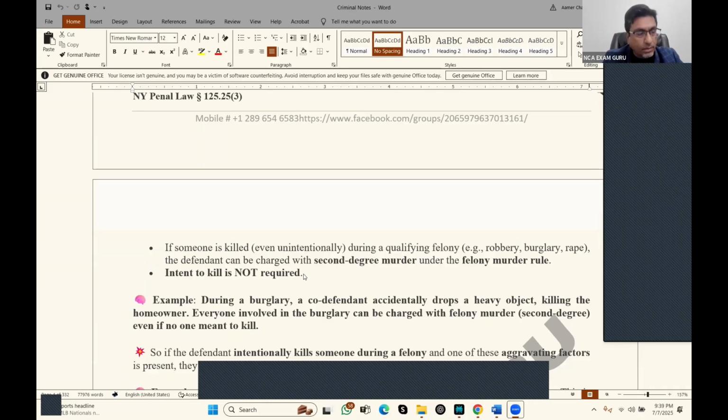Second degree. In New York, it's second degree murder, sir. New York second degree murder, other than New York? First degree murder. First degree, exactly. Okay?